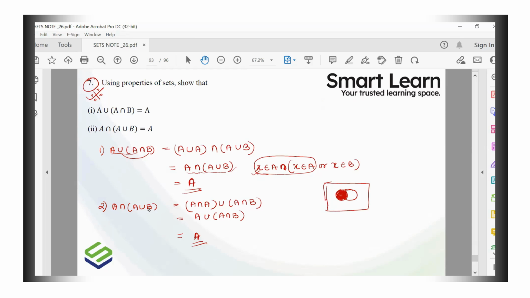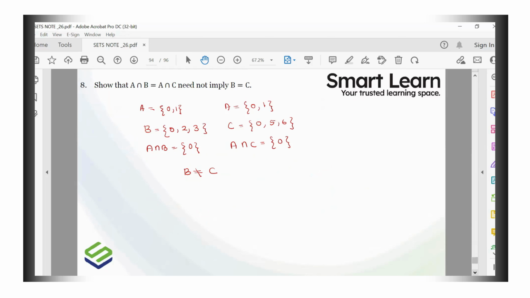Then A intersection A union B, you can write it as A intersection A union A intersection B. What is A intersection A? A. A union A intersection B. Here A intersection B and A union. That means what? The answer will be this. This is a figure, then you will understand this. A intersection B, okay, union A. So it is A only.